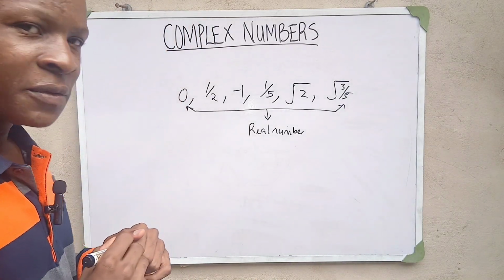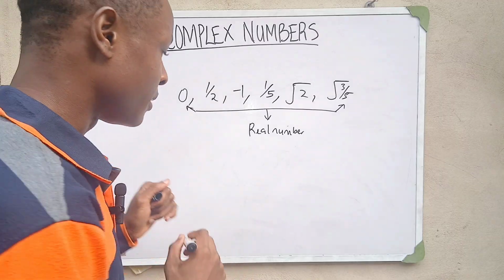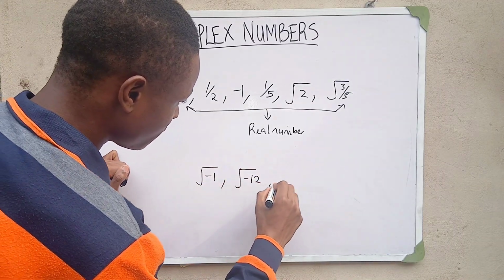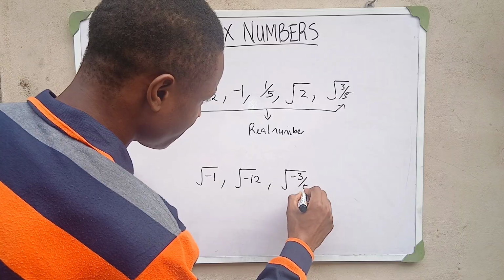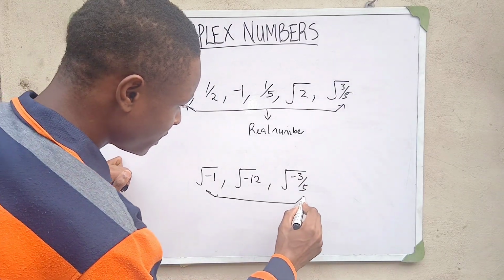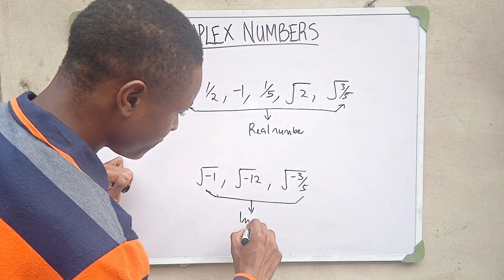But what if we have the square root of a negative number? Something like square root of minus 1, square root of minus 12, square root of minus 3 over 5. These numbers are called imaginary numbers.